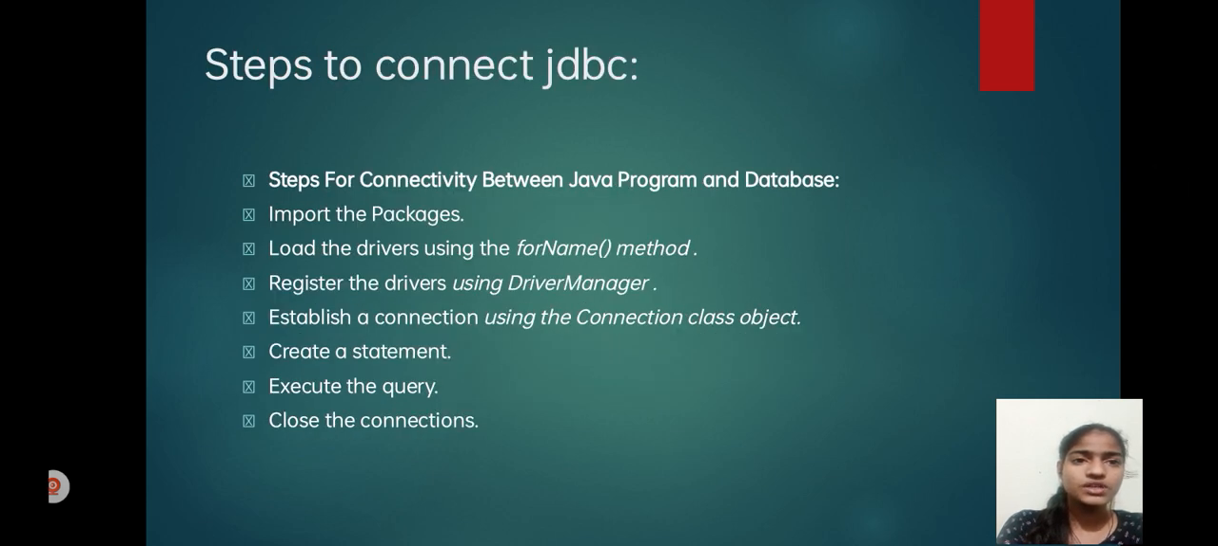Steps to connect JDBC. There are at least 6 to 7 steps to connect the Java program and database. So let's see. First step is to import the packages. Second is to load the drivers using the forName method. Third one is register the drivers using driver manager. Fourth one is establish the connection using the connection class object. Fifth one is create a statement. Sixth one is execute the query. And the last one is to close the connection.